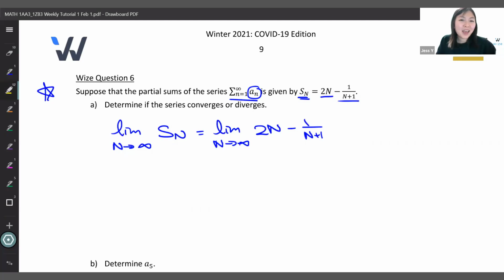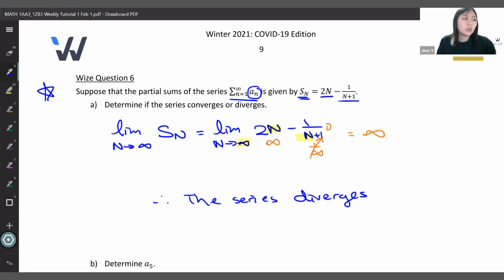So when we sub in n equals infinity, our fraction ends up with 1 over infinity plus 1. So this one's 1 over infinity. And over here, I have 2 times infinity, which is infinity. So I have infinity minus 1 over infinity. 1 divided by a really big number is 0. So this is infinity minus 0, which is infinity. That is not a finite number. So therefore, the series diverges.